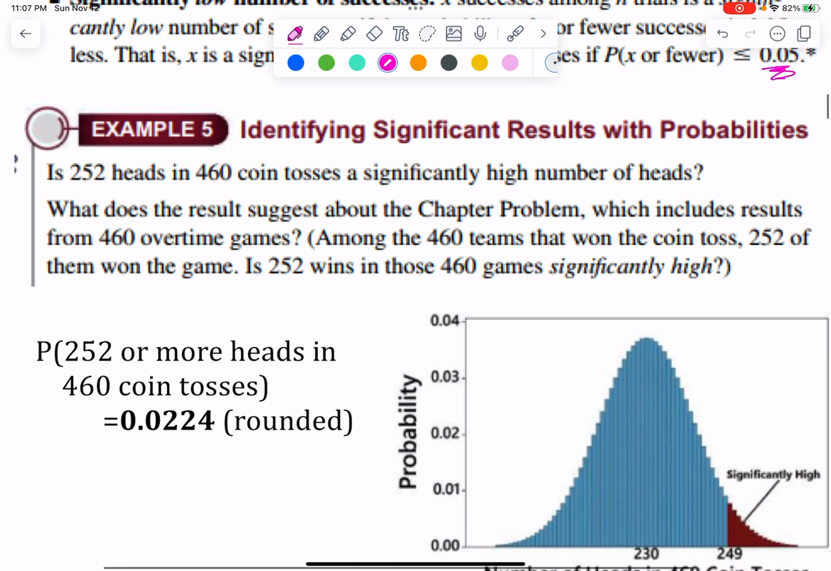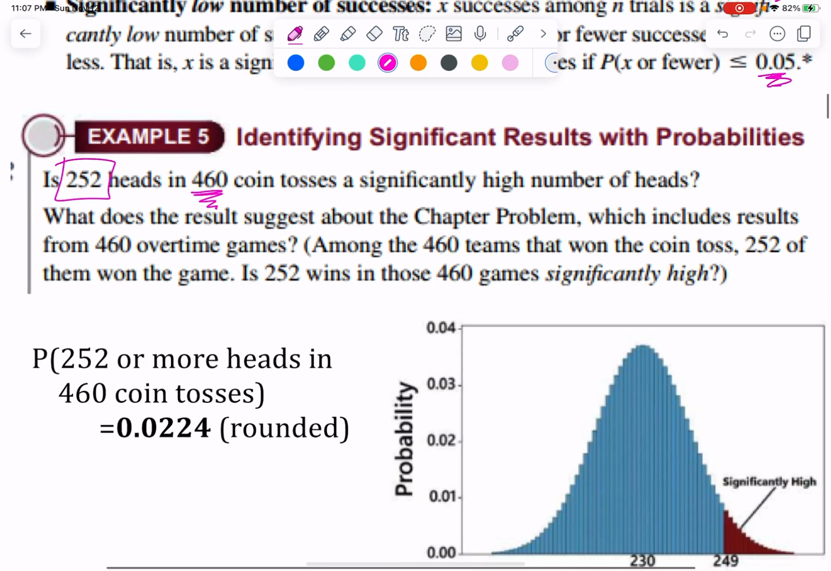Okay, so they did that in example 5. They're saying you are tossing a coin 460 times and they got 252 heads to come up. What does the result suggest about this, which includes the results from 460 overtime games? So we're talking about teams winning the coin toss. When we're playing an overtime game, they have to flip the coin. So among 460 teams that won the coin toss, 252 of them won the game. Is 252 wins considered a significantly high number?